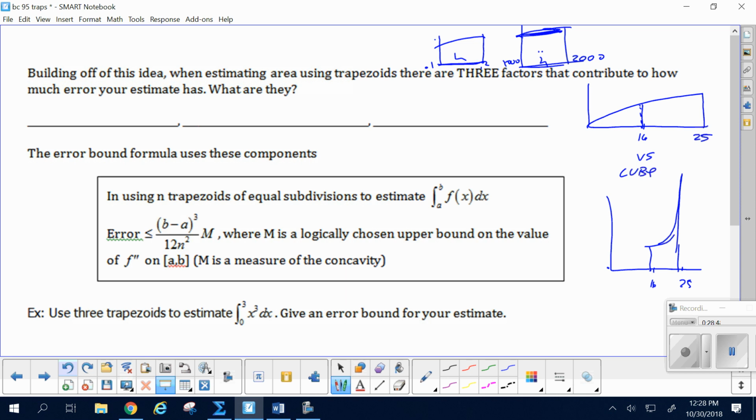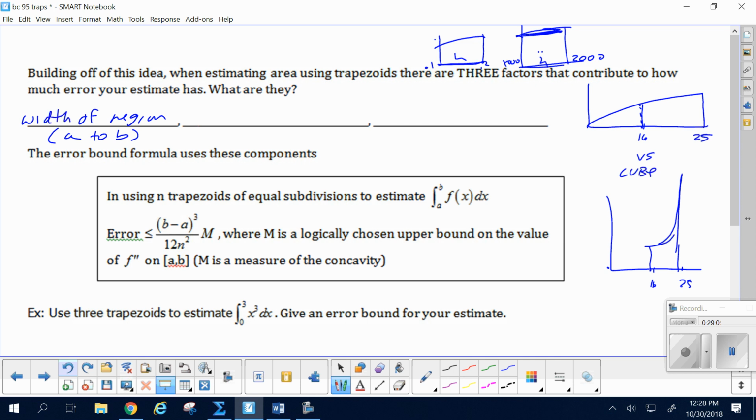So the first thing is the width of the region. Think of it like how wide A to B is. The bigger the region, the bigger the numbers, the bigger the possible error.